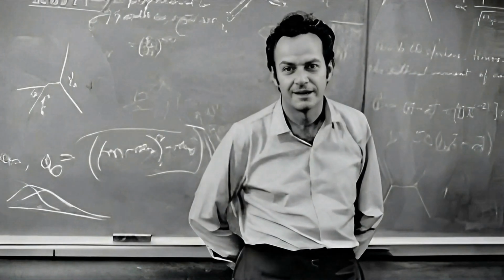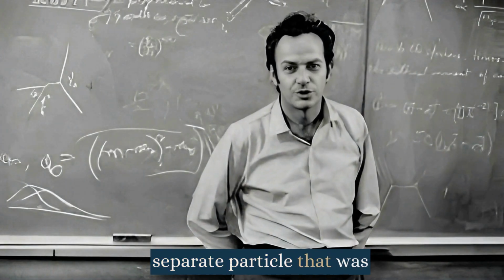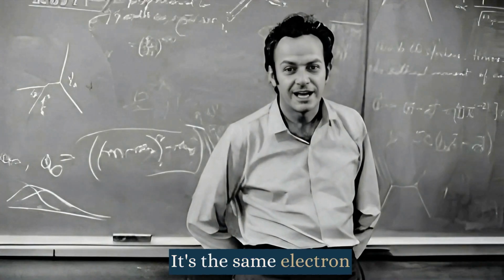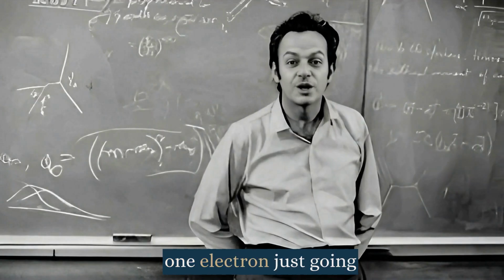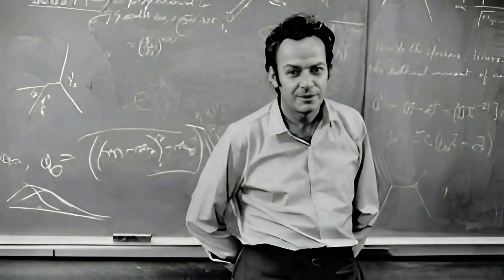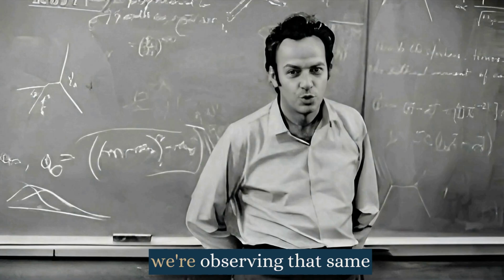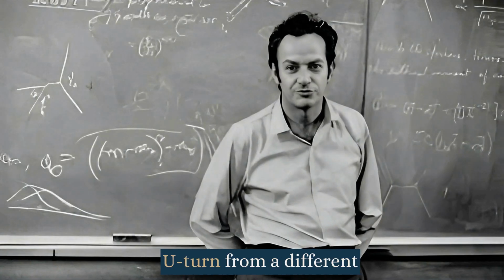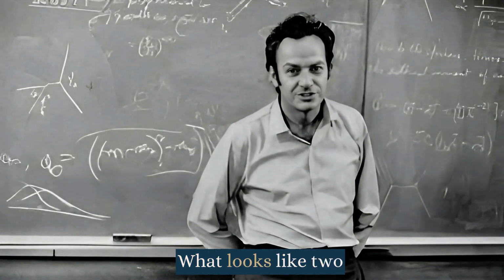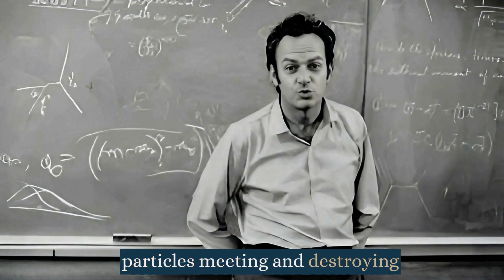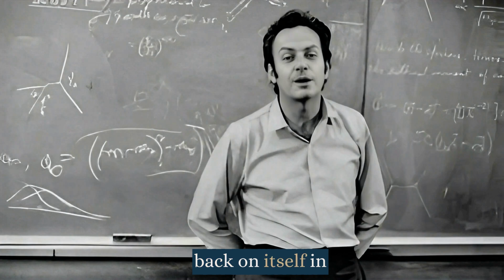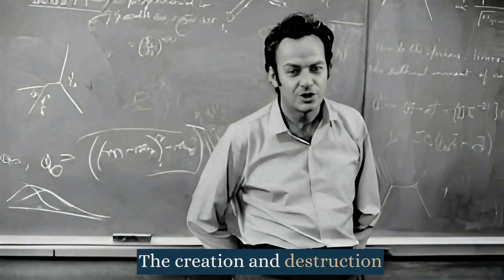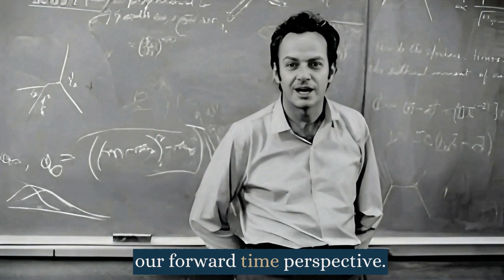Think about that. The positron isn't a separate particle that was created. It's the same electron now traveling the opposite direction through time. One electron just going back and forth in time. When we see annihilation, we're observing that same U-turn from a different perspective. What looks like two particles meeting and destroying each other is actually one particle's path, doubling back on itself in time. The creation and destruction are illusions of our forward time perspective.